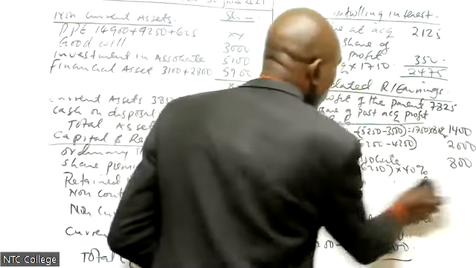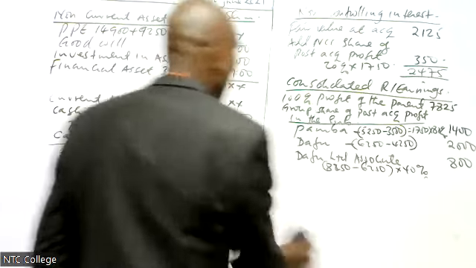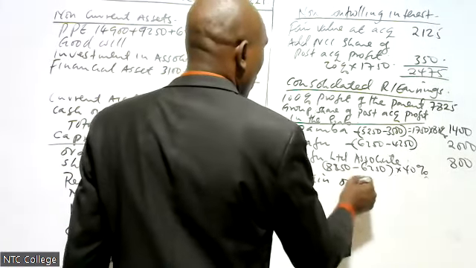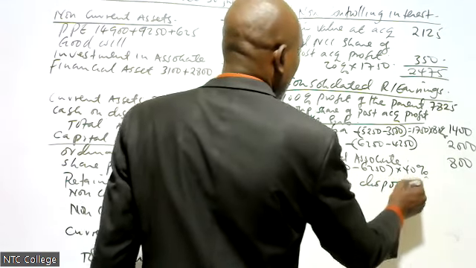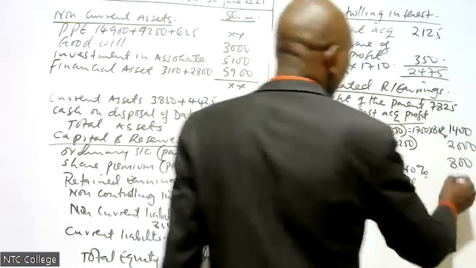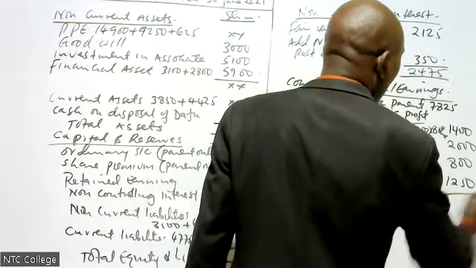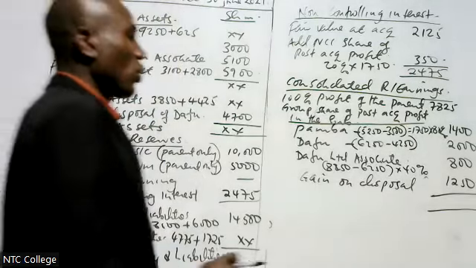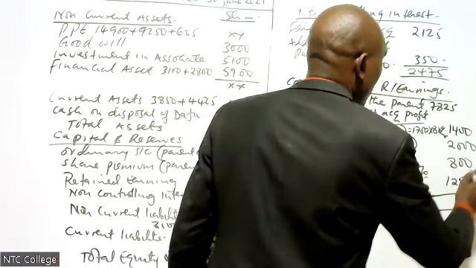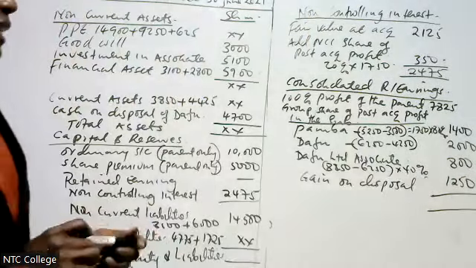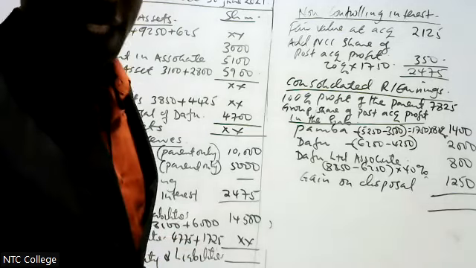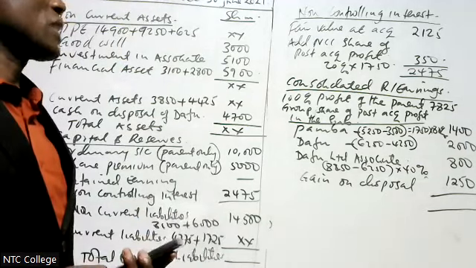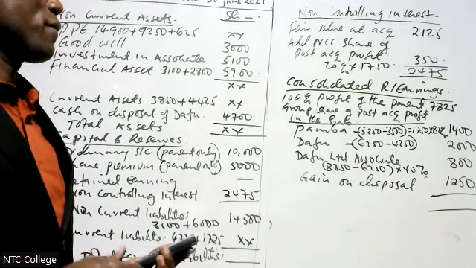Then we come to add the gain on disposal. Gain on disposal was 1250. The gain on disposal they want to consolidate was 1250. That's why my good friend Edwin was asking, is it a coincidence or is it always? It was just a coincidence. Gain on disposal, you add. Those net assets are the profits in that company.